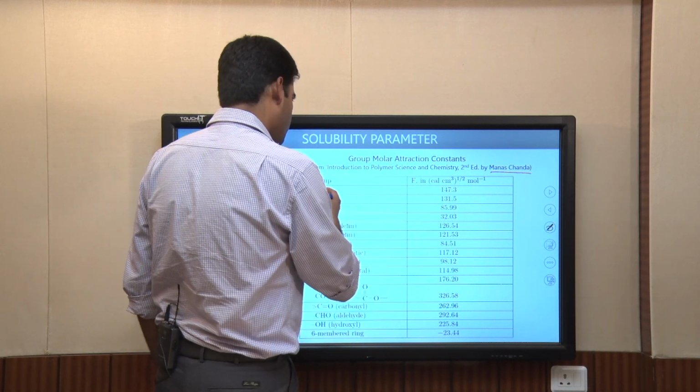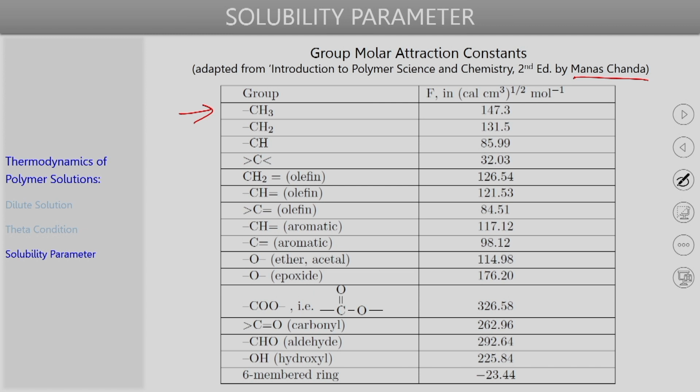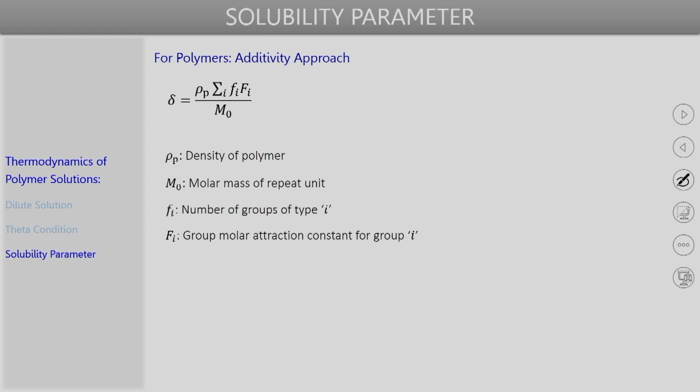Here we see the group molar attraction constant, capital F, for different kinds of groups. This is just a representative list for some common groups; for many other groups the values of F are listed in the literature. These values are readily available, so next we can work an example and see how this approach can be applied to calculate the solubility parameter of a typical polymer.